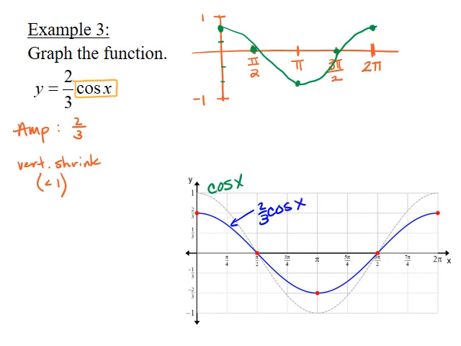And you can see that we do have a vertical shrink. We are taking this and shrinking it vertically. Okay, let's take a look at another example.